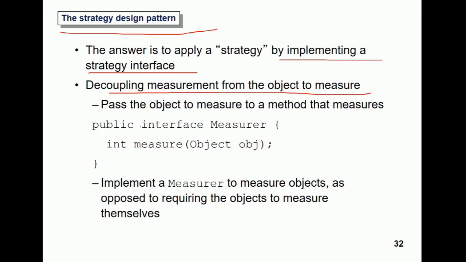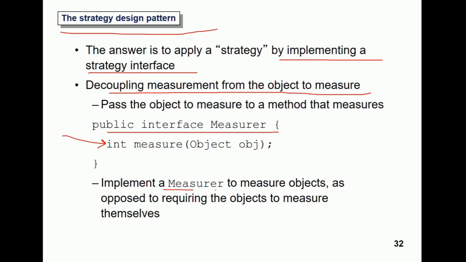So instead of implementing a Measurable interface, we implement a Measurer. It looks very similar to the Measurable interface, except that the method you add to it takes not only the data you want to measure, but the entire object, because you need to be able to manipulate the entire object to get the data you want to measure.